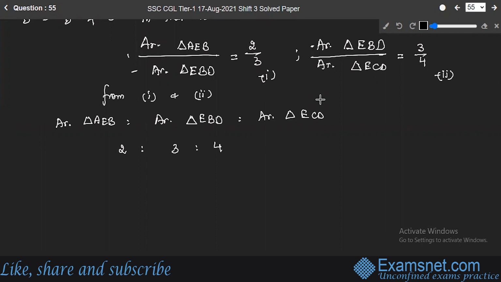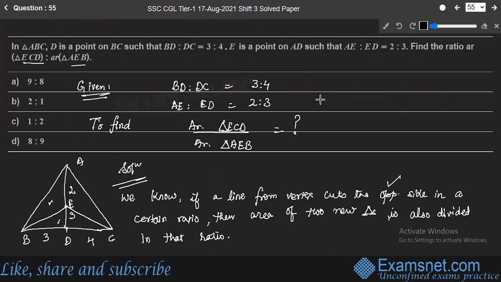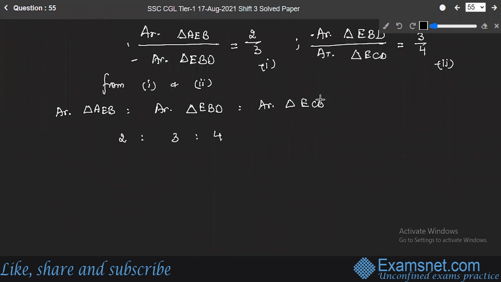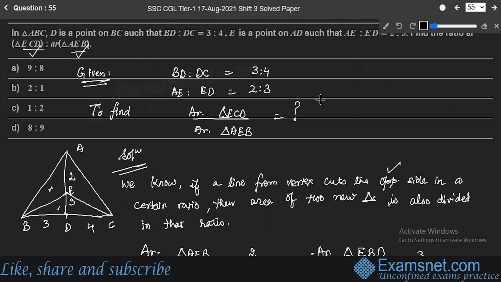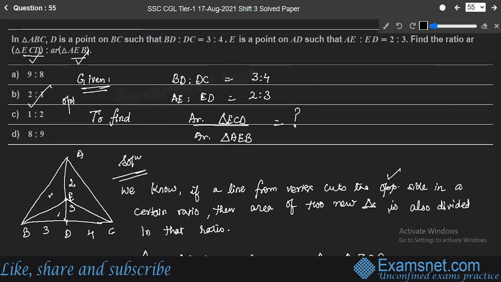Right? Now, what do you have to find out? We have to find out ECD area to AEB area. Let's write down. Now, area of triangle ECD upon area of triangle AEB is equal to 4 upon 2, or this is equal to 2 upon 1, or the ratio is 2 is to 1. This is our answer. I hope you are clear with this. So option B is the correct answer to our question.